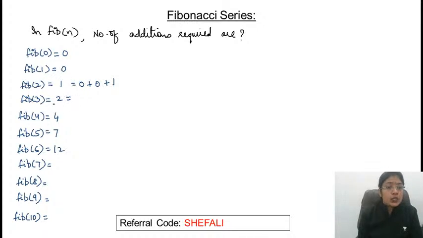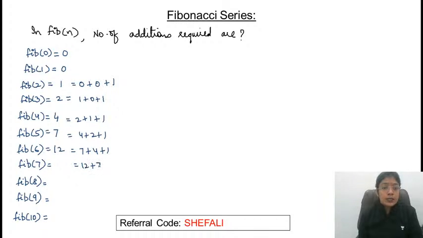Similarly, number of additions required for Fibonacci 2 in the left subtree, number of additions required in the right subtree. Same concept as that of function calls. So this is 1 plus 0 plus 1, that is equal to 2. This is 2 plus 1 plus 1. This is 4 plus 2 plus 1. 7 plus 4 plus 1. This will be 12 plus 7 plus 1. This is 19 plus 1, 20.